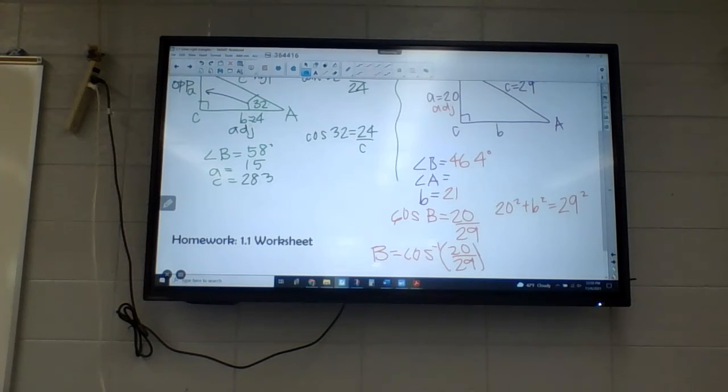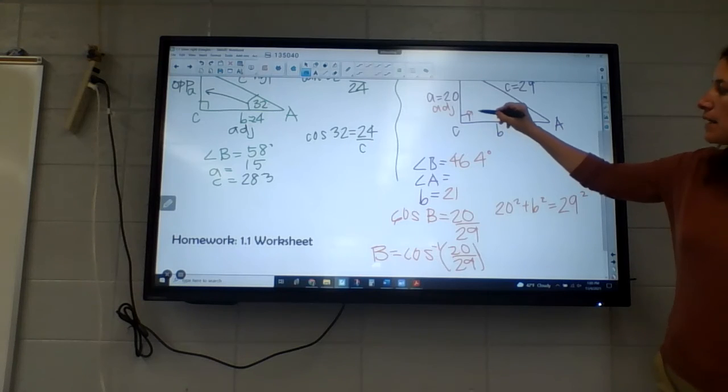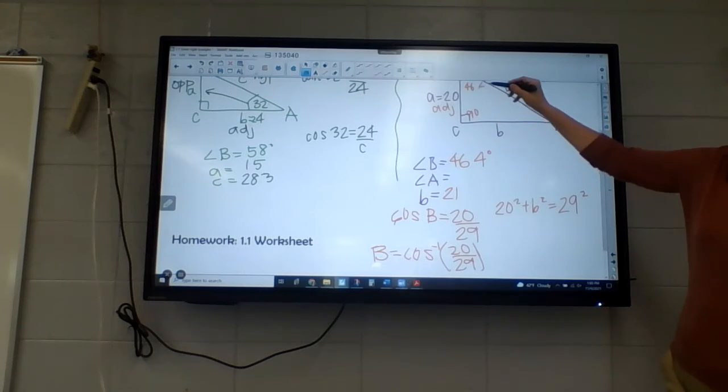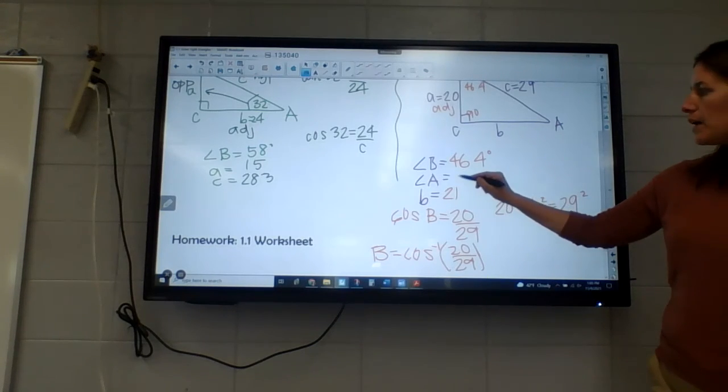Now, once I know B, I technically don't have to use trig again if I don't want to. If you want to, you're welcome to, but I would prefer to just use simple subtraction. I know this is 90, I know this is 46.4, so all together they should add up to 180. So what do I get, 43.6? Yeah, so angle A would be 43.6.